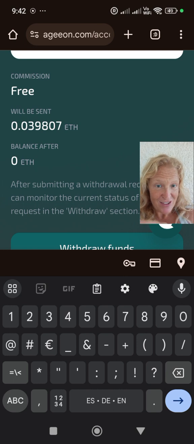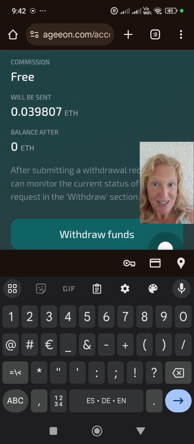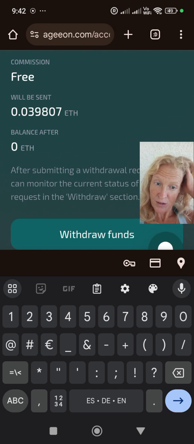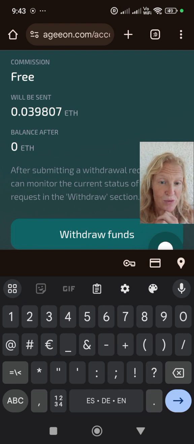So now I scroll up, my pin is here, I will not show it to you, and I will scroll even more up, and you see the commission is free. I will talk more about this later, and I will be sent this amount of Ethereum that I entered, and after this I don't have anything. I can also only withdraw parts of it, at least 0.015, because of the network fees the platform has to pay. That is why they have a minimum amount, so it's worth it for them to withdraw.